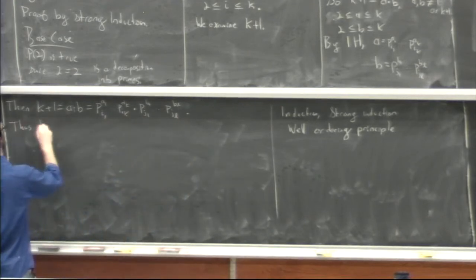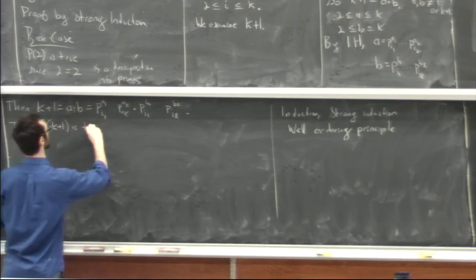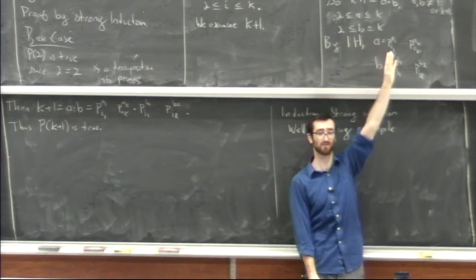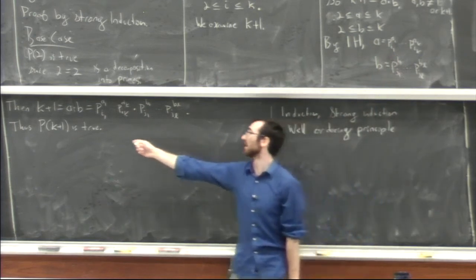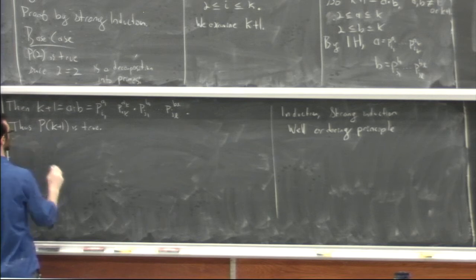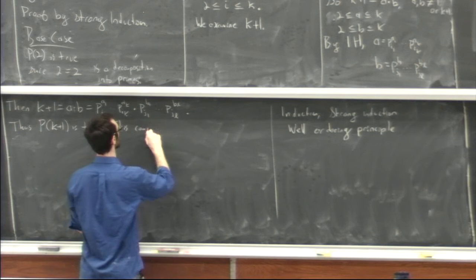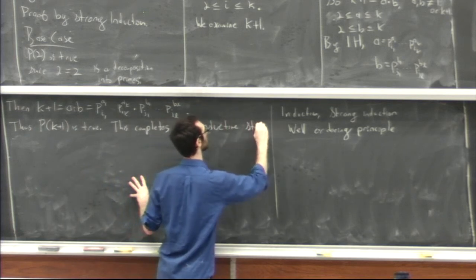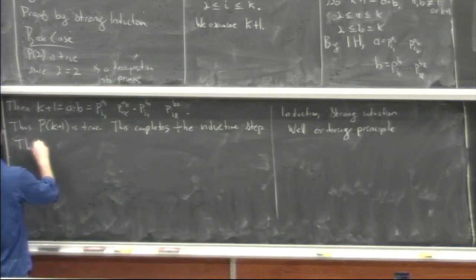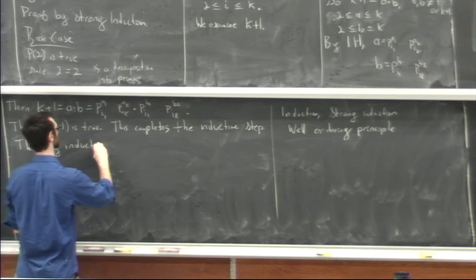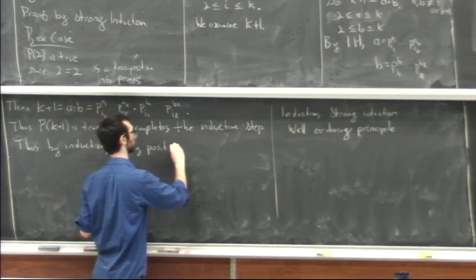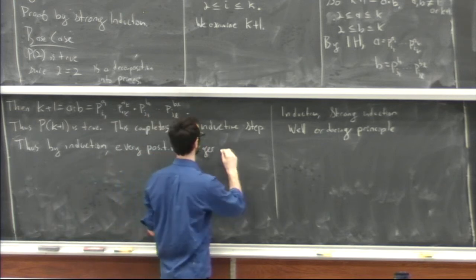Thus, P of k plus 1 is true. So if I assume that I have prime factorizations for all the integers between 2 and k inclusive, then I have a prime factorization of k plus 1. Thus, this completes the inductive step. Thus, by induction, every positive integer has a prime factorization.